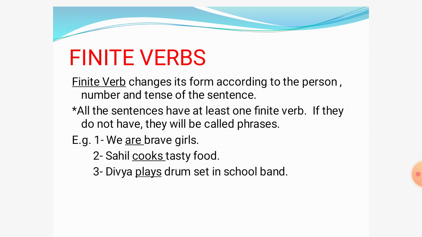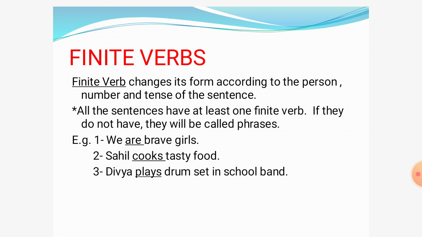For example, we are brave girls. So, the finite verb in the sentence is are, which is governed by the subject, which is used according to the subject, and our subject in the sentence is we, which is plural. So, we use are with the plurals.